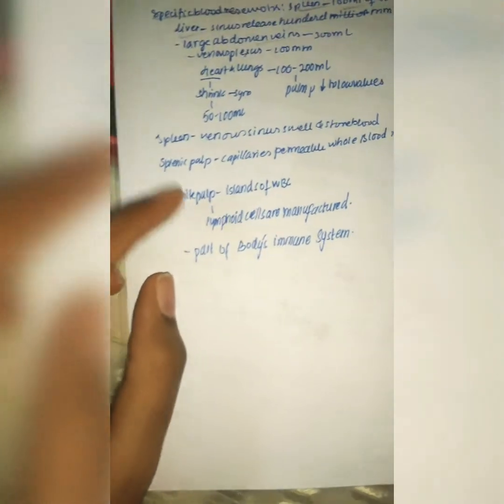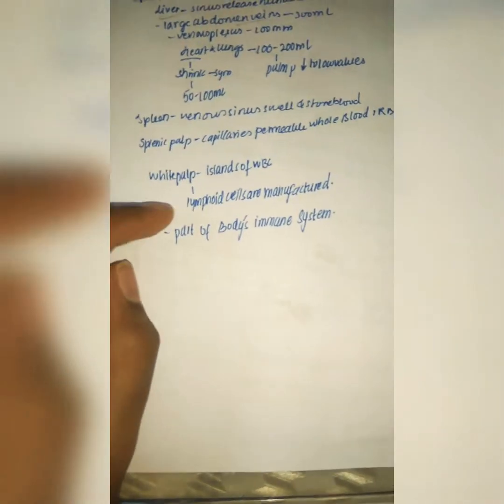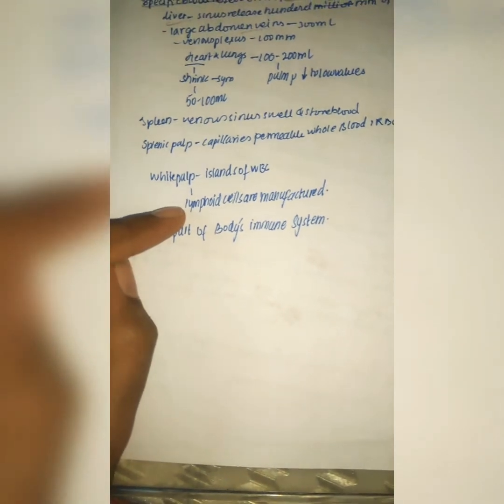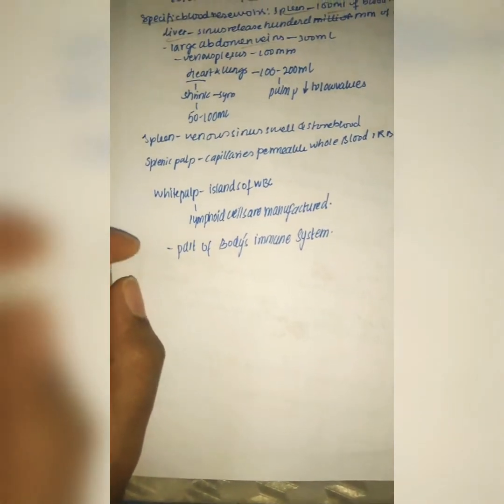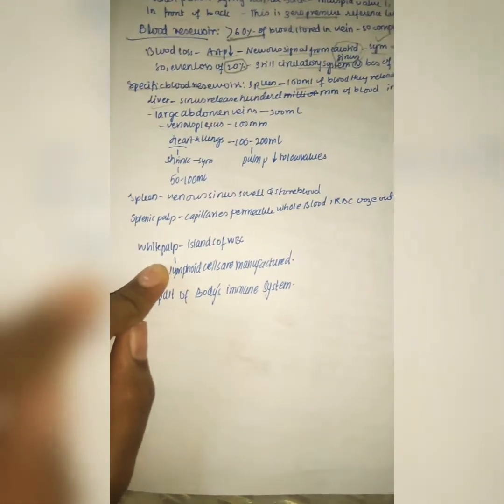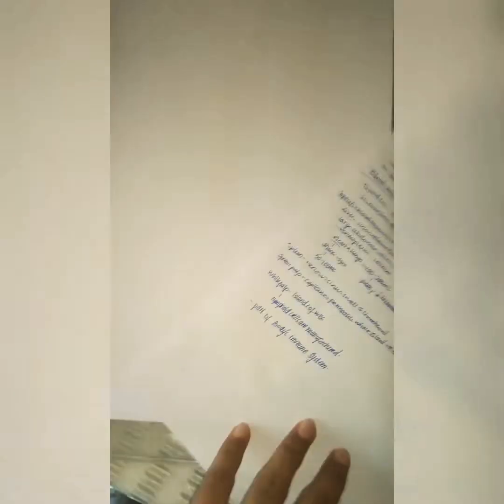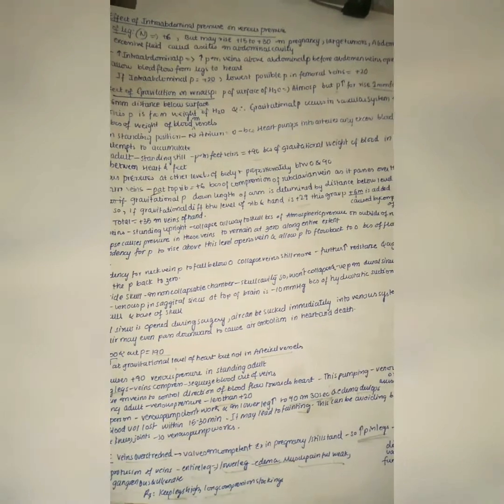And the white pulp mainly has islands of WBC cells, and lymphoid cells are also mainly manufactured here. This also plays a part in the body's immune system, because WBC leukocytes are involved in the immune system. So this is an overview of this lesson.